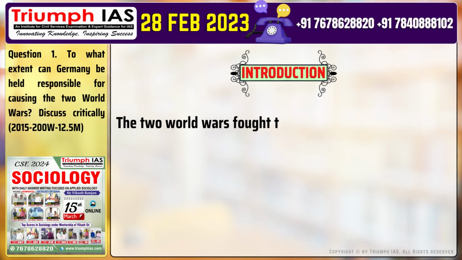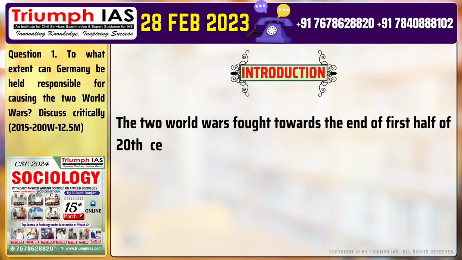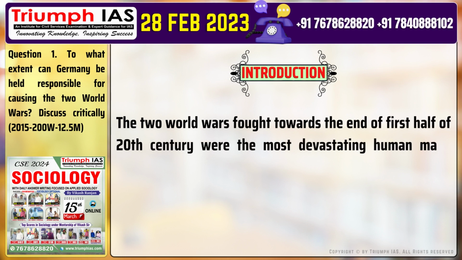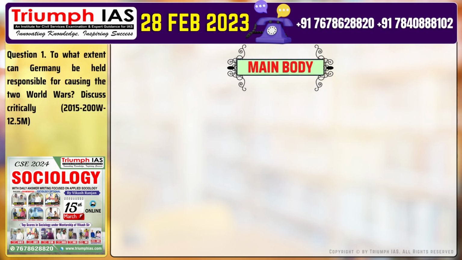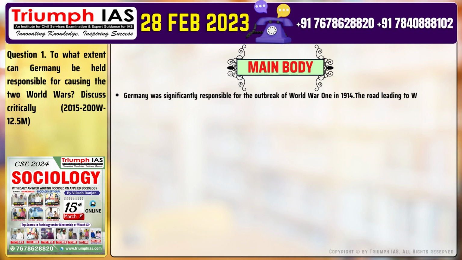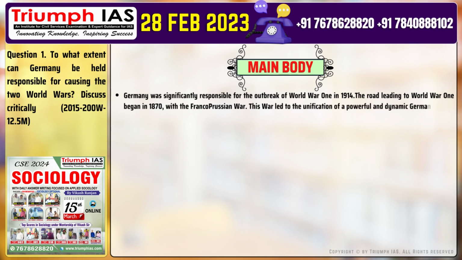The two world wars fought towards the end of first half of 20th century were the most devastating human-made catastrophe of the modern history. The main body of the answer should be: Number 1. Germany was significantly responsible for the outbreak of World War I in 1914. The road leading to World War I began in 1870 with the Franco-Prussian War. This war led to the unification of a powerful and dynamic Germany, which threatened many great powers of Europe.